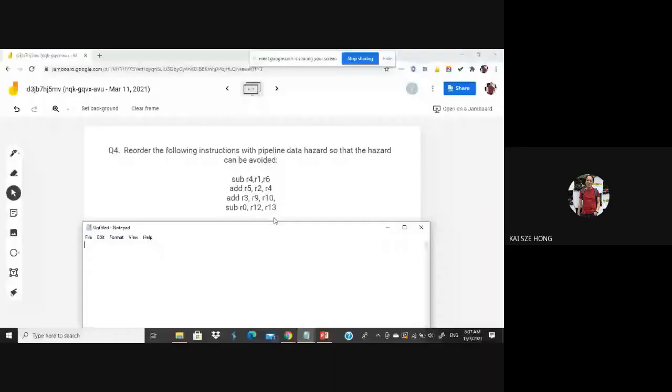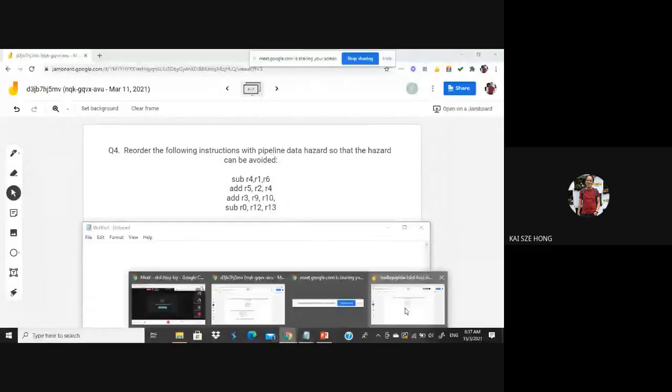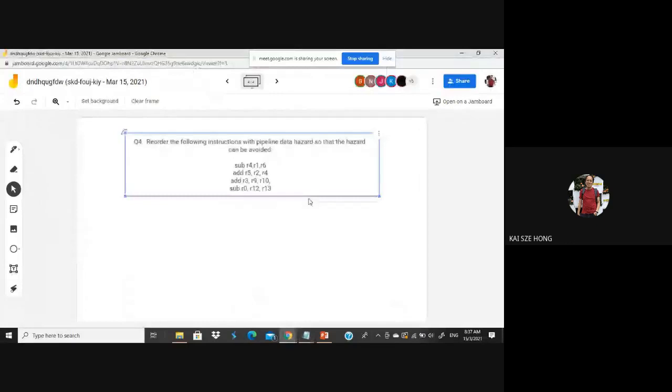We actually have the source reference of an instruction that depends on the output of another instruction. So let's rearrange this. Let me see whether it's already ready. Yeah, it's ready.